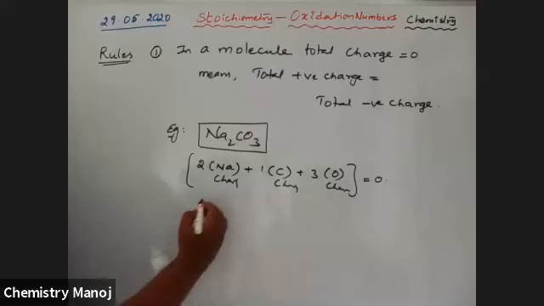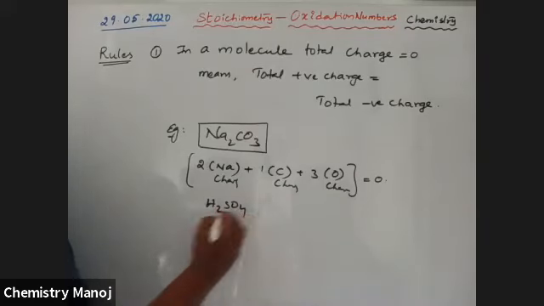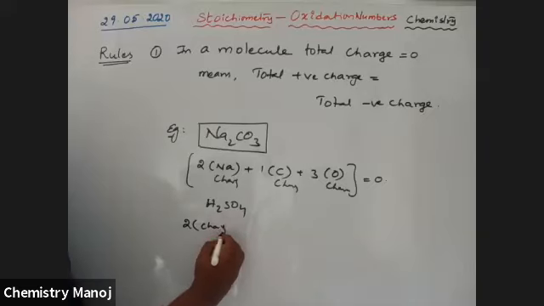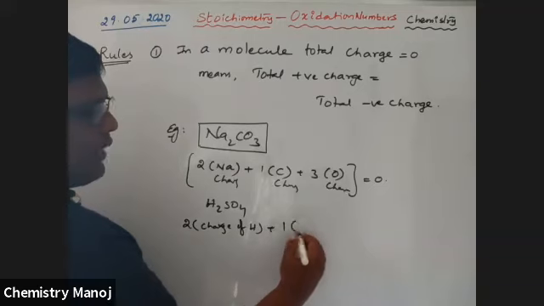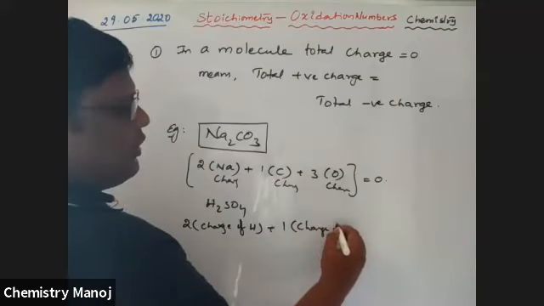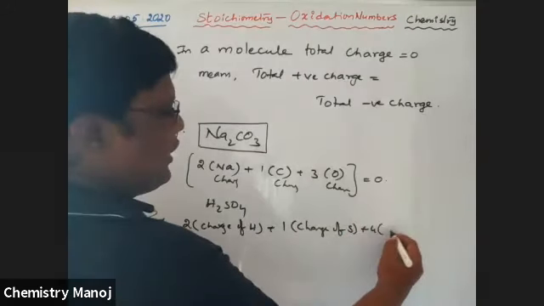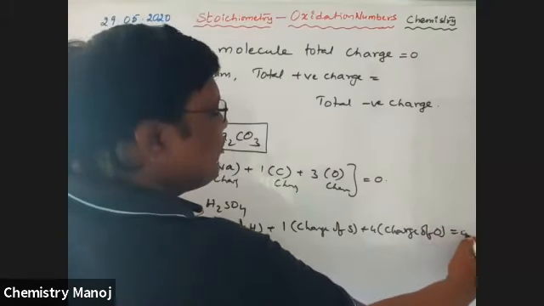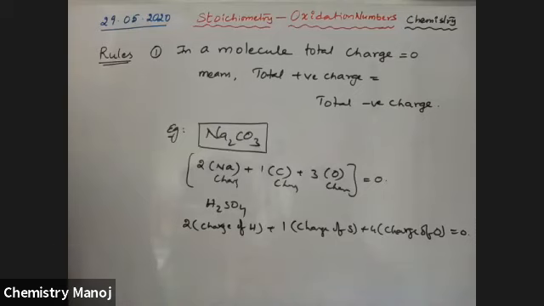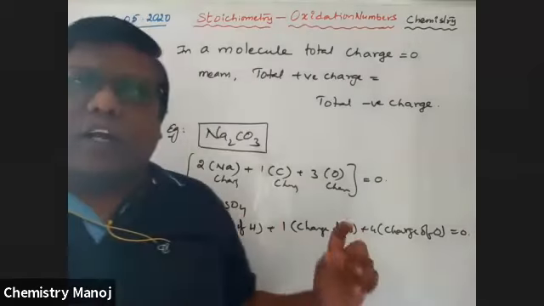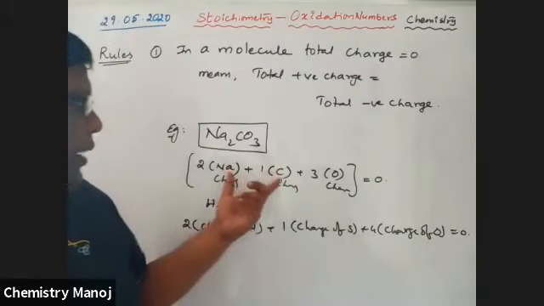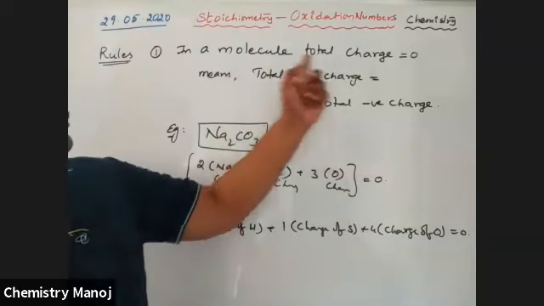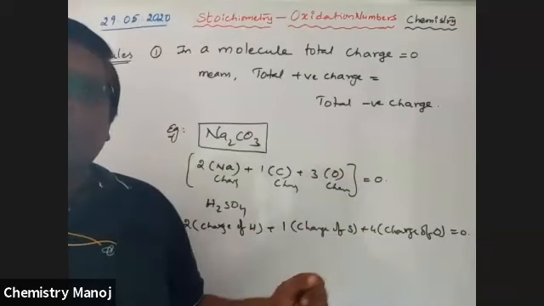For example, H2SO4 is taken: 2 into charge of hydrogen plus 1 into charge of sulfur plus 4 into charge of oxygen is equal to 0. So it's important, whatever it may be, the sum of total charge must be equal to 0.